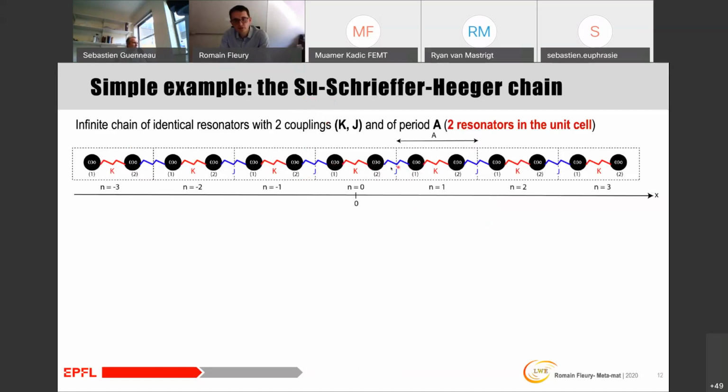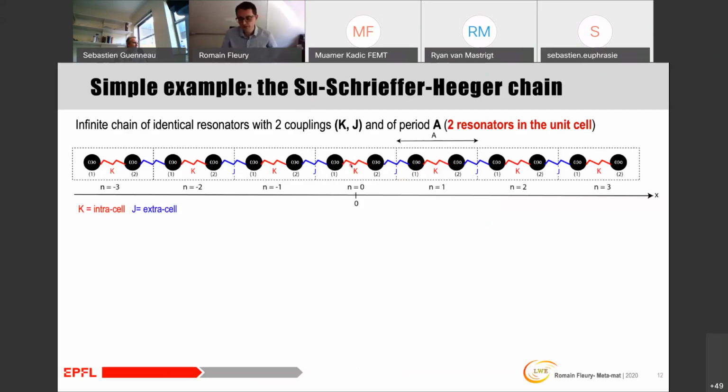So there's omega 0 everywhere, and they are coupled to each other by coupling constants that alternate between two values, a first value k and a second value j, and then it repeats itself. And this has topological properties, and I want to show you how the charges are defined in this case, because this is going to be important for the rest of the talk.